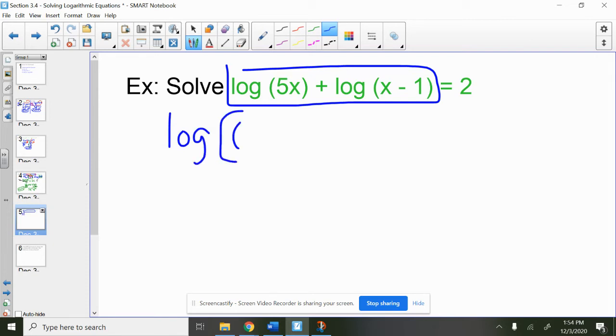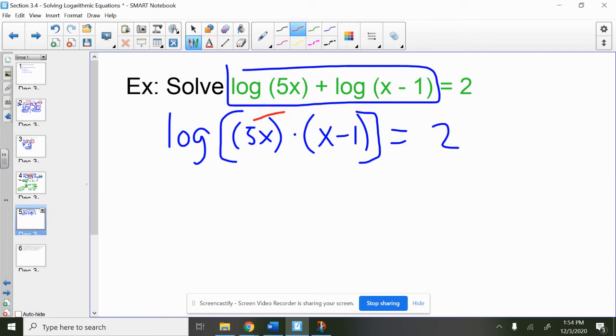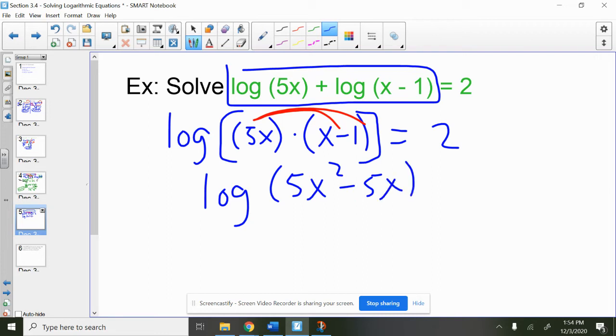This is saying with multiplication, I've got to times 5x by the x minus 1. So I have to multiply those. And yes, you're going to see that we're going to have to distribute this 5x here and this 5x there. So that would give me log 5x times x, that's 5x squared. 5x times a negative 1, that's a negative 5x. And that equals 2. This one's going to go back to the first type of problem.